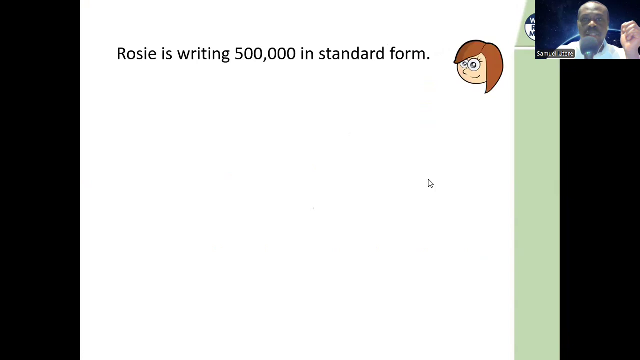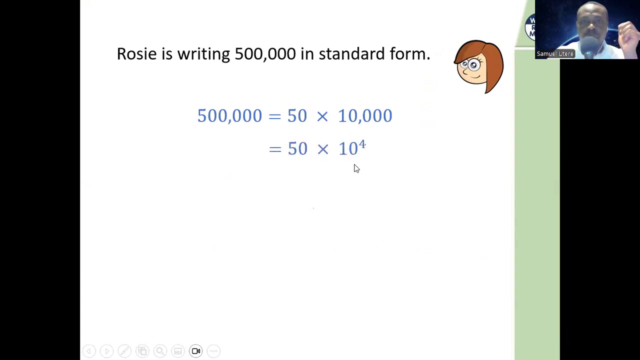Rosie is writing, so this is another example we're going through. Rosie is writing 500,000 in standard form. Rosie said 500,000 is equal to 50 times 10,000. So the number in standard form will be 50 times 10 to the power of 4. What mistake has Rosie made?